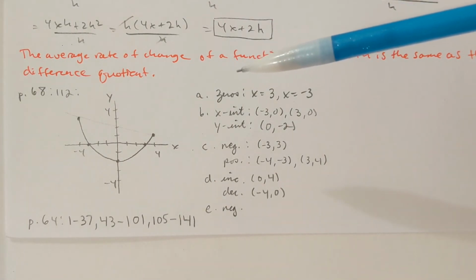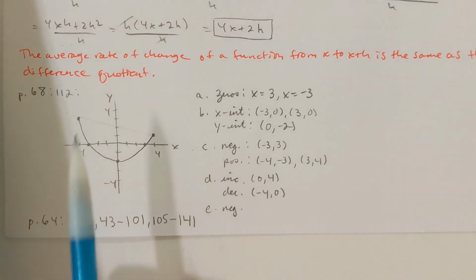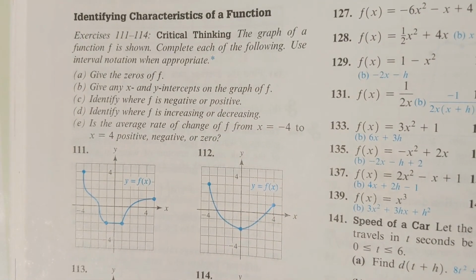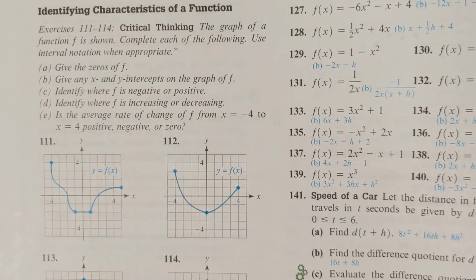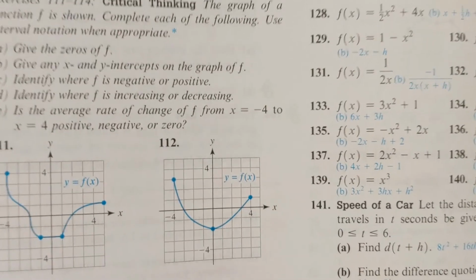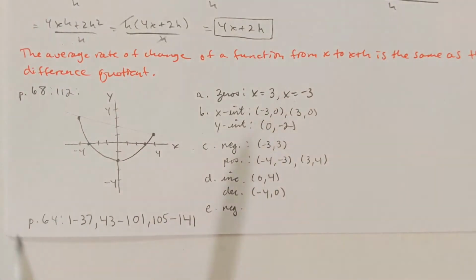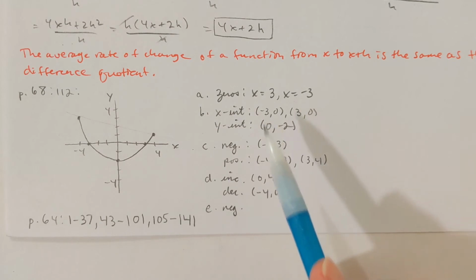There's a problem on page 68 that I wanted to do here. Problem 112, and here's that problem, by the way. So I want to answer the following questions about this graph, and give the answers on the space provided. Part A, find the zeros of f.